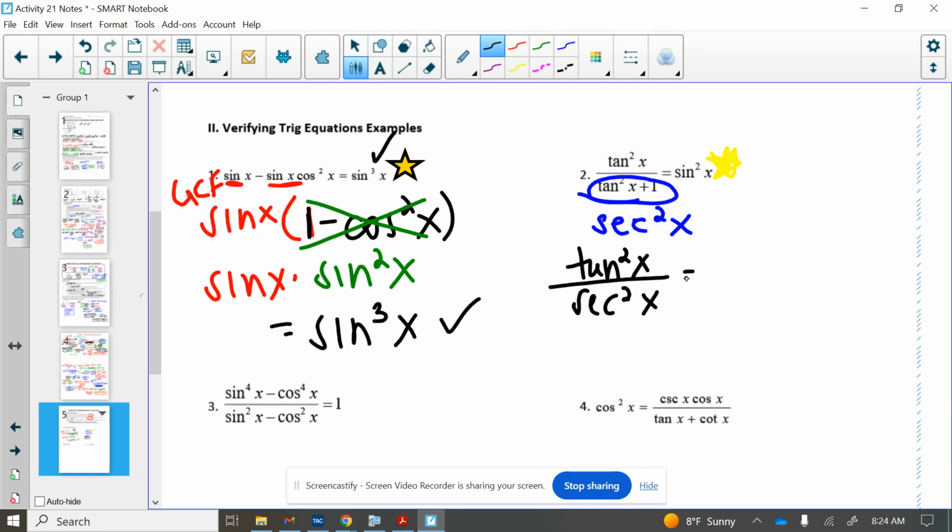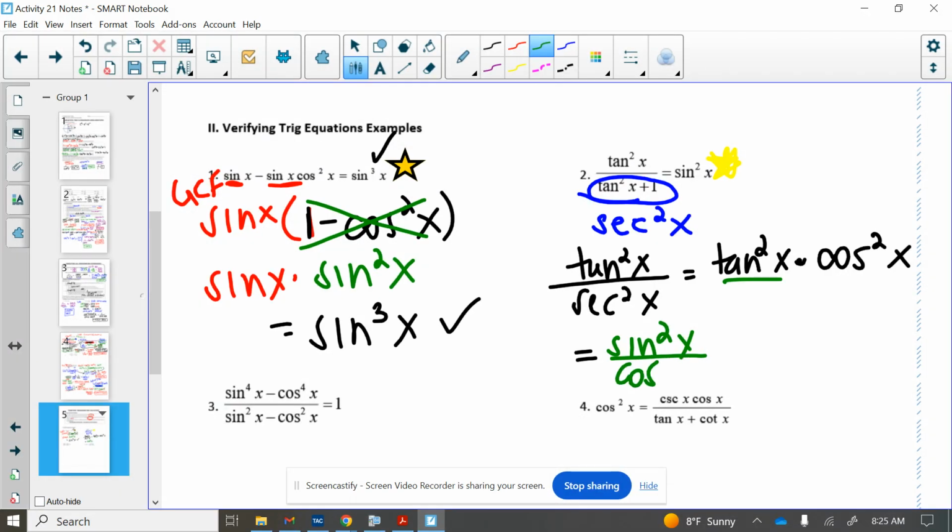We know that we can rewrite this so that instead of secant squared in the denominator, 1 over secant squared can be written as cosine squared in the numerator. From there, tangent squared can be rewritten as sine squared over cosine squared. Then we'll notice that our cosine squared in the denominator can cancel with our cosine squared in the numerator. Our final answer is sine squared x, which again was our goal.